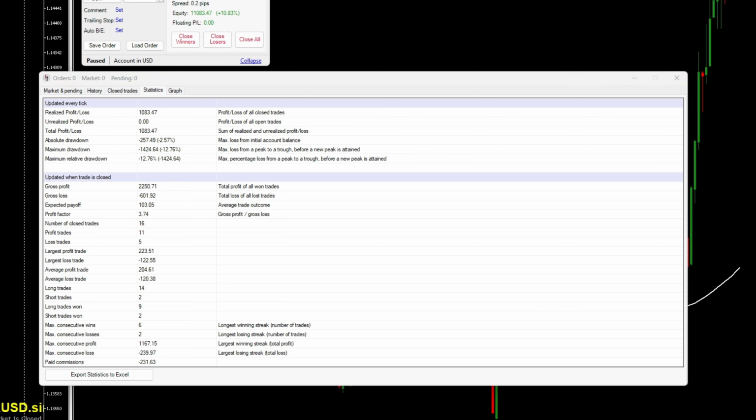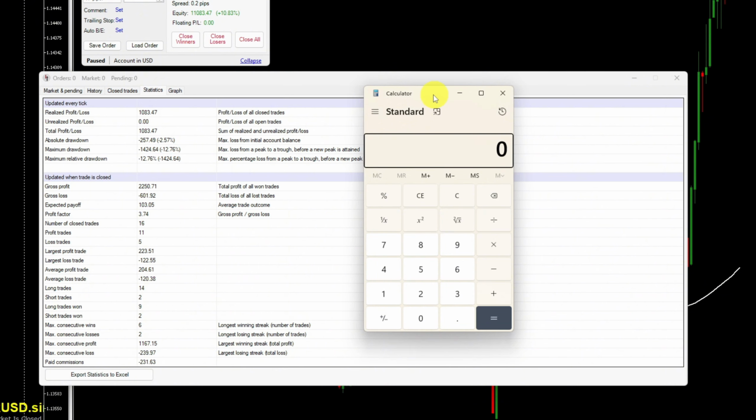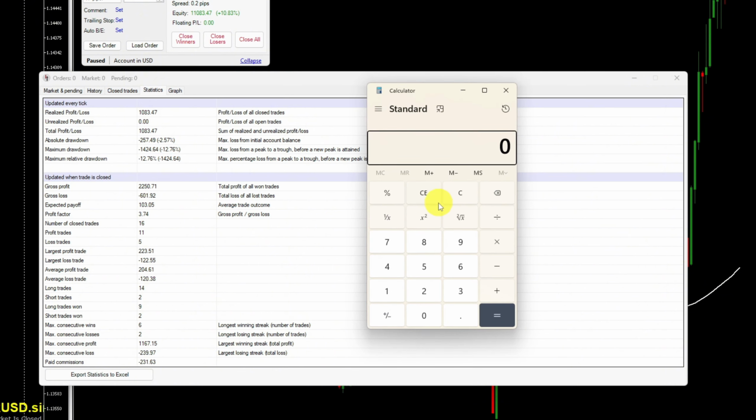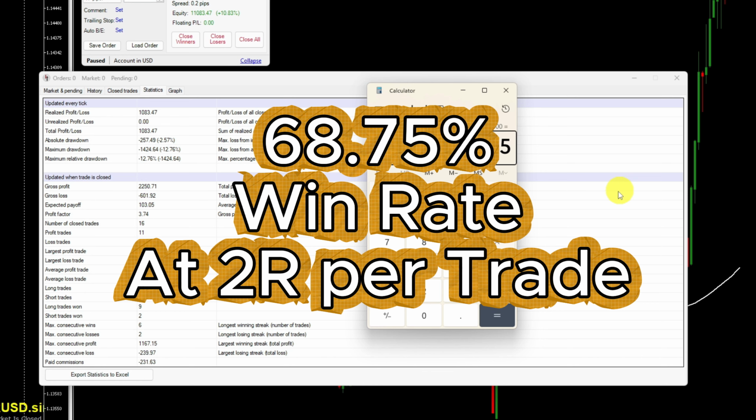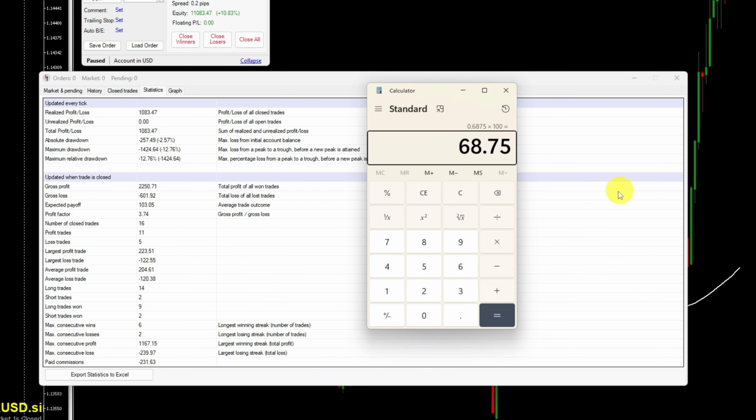Now let's have a look at the calculator to see what our win rate is. So we've got 11 winning trades out of 16 in total, and multiply it by 100 to get a percentage. So we've got a 68.75% win rate, and this took us, let's see, 3 trading days, and we had 1 day where we didn't put any trades on at all. So we started on Monday this week and finished on Thursday.